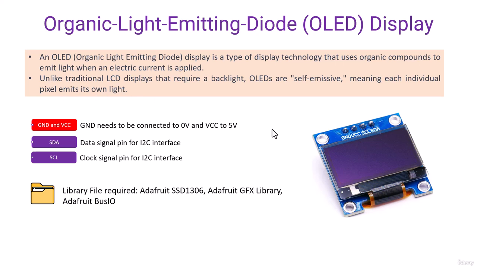If you are working with OLED display with I2C enabled module, it will have four pins. The two pins are related to ground and VCC, and the other two pins, SDA and SCL, are related to serial communication using I2C interface. SDA, you need to connect it to A4 pin of Arduino, and SCL, you need to connect it to A5 pin of Arduino.